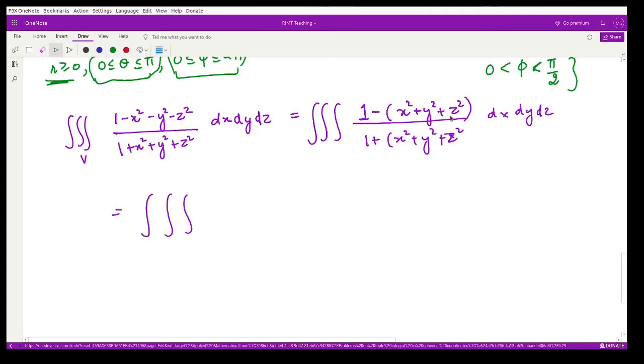So this quantity is r square. So you have 1 minus r square divided by 1 plus r square. And what is the value of Jacobian? That is r square sine theta. And instead of dx dy dz, you would now be writing dr, d theta and d phi.